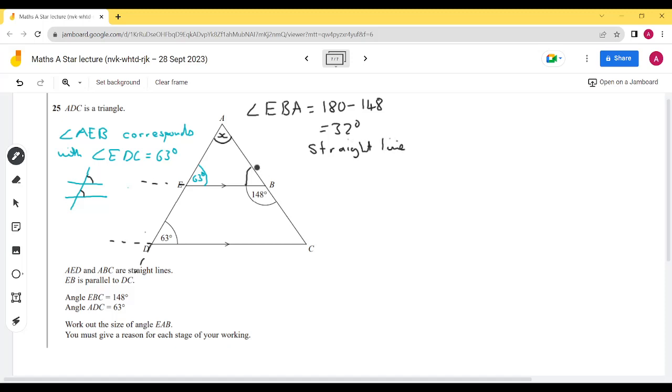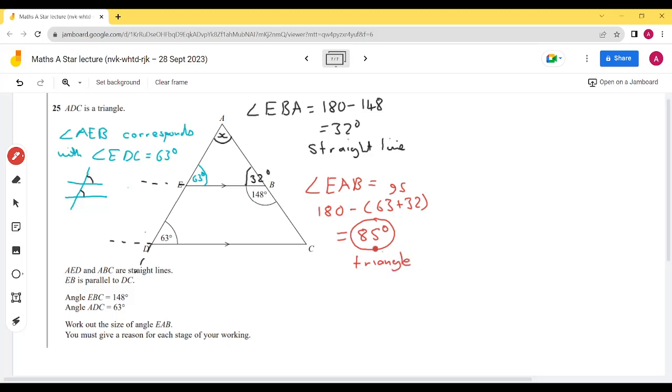And now we've got that, we can go back to our first rule from today, which is we can say x, or EAB, whatever we call it, equals 180 minus 63 plus 32. Well, 63 plus 32 gives us 95, so equals 85 degrees. This is our final answer, and that's just because it's angles in a triangle.